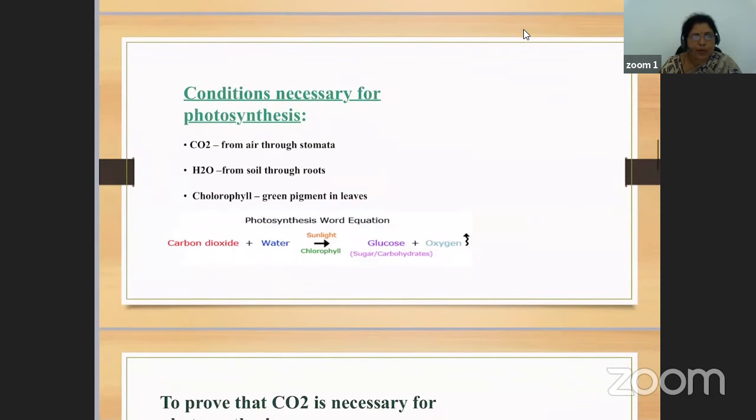Yes, Jenny. Now, the conditions required for photosynthesis. What are they? As you have seen in the equation, carbon dioxide and water are required, but in the presence of sunlight and chlorophyll. So how many things are required for photosynthesis? Carbon dioxide, water, sunlight, and chlorophyll. Carbon dioxide is taken from air through stomata, and water from soil through roots. Chlorophyll is a green pigment which is present in leaves.